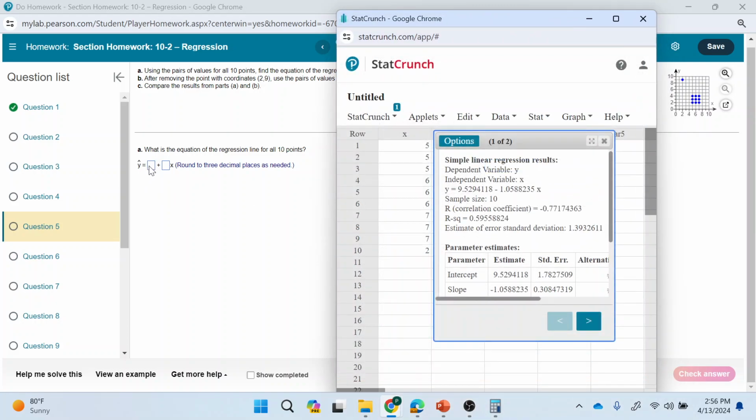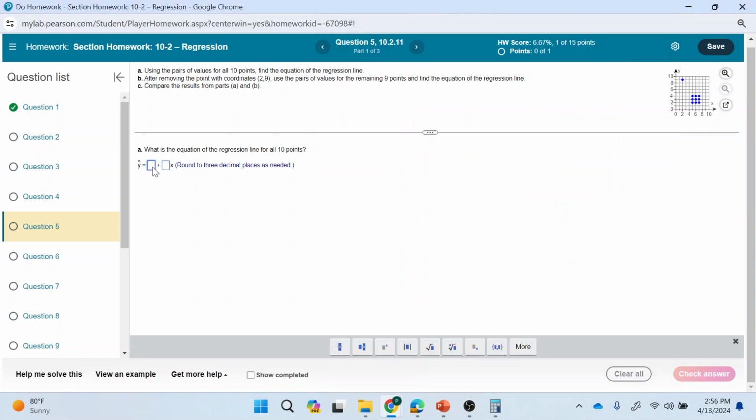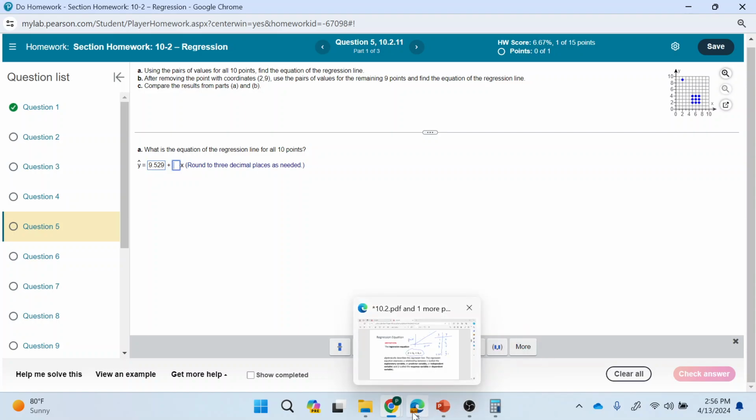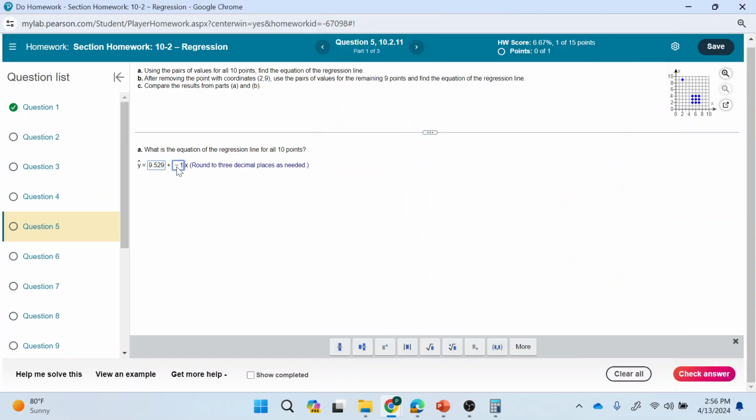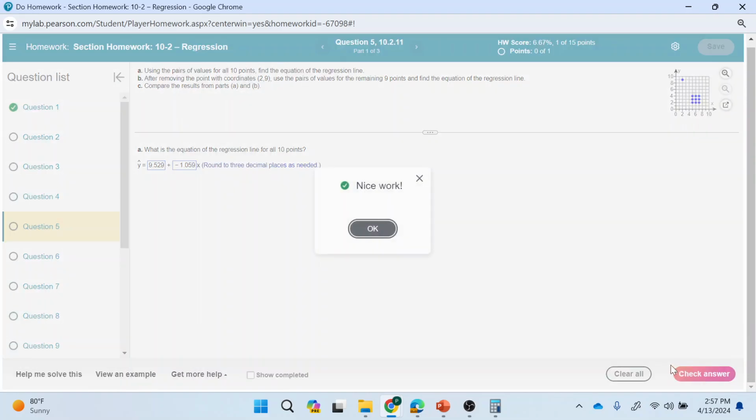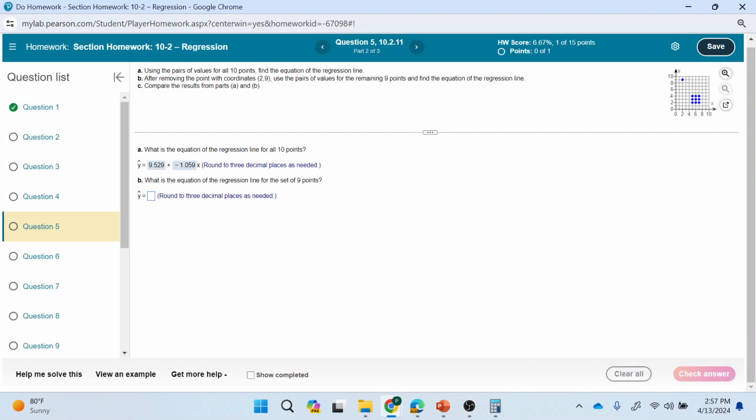So this equation, just copy it here. The intercept is 9.5, rounded to 3 decimal places, 9.529. That's our y-intercept. The slope is negative 1.059. Remember, it says round to 3 decimal places. So that's our regression line. What is the equation of the regression line for the set of 9 points?